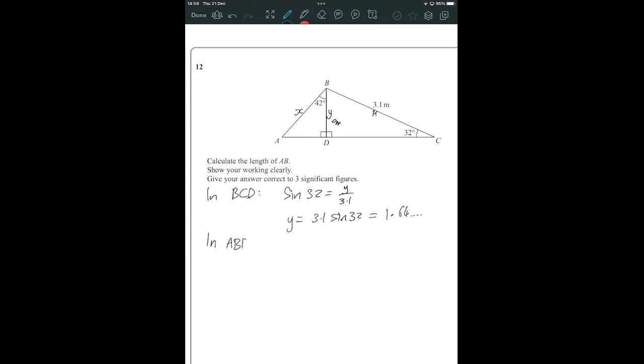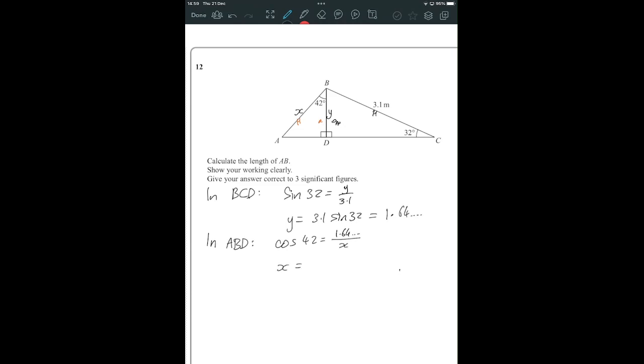Now when I use that y again, I'm going to use the answer function in my calculator, so I don't lose any accuracy and I don't need to write out a ridiculous number of decimal places. In ABD, well, now I have a different setup. We now have the hypotenuse, but this time we have the adjacent. That y is now the adjacent in that triangle. So this time it's going to be cos. Cos of 42 is equal to the adjacent, which is 1.64, over the x.